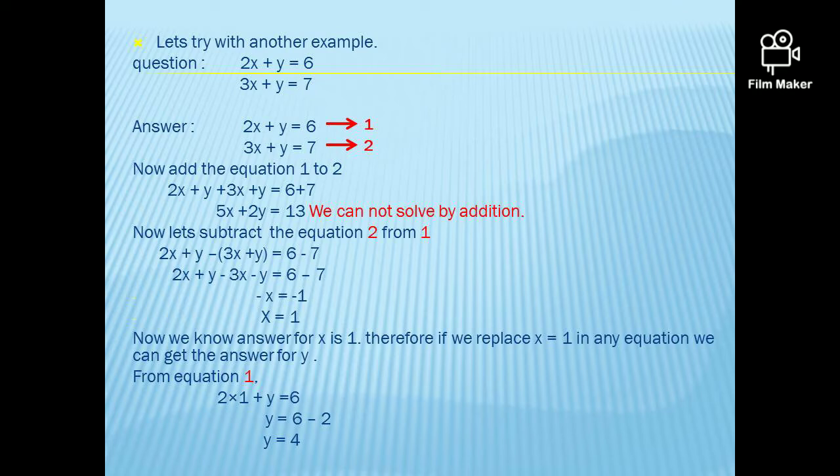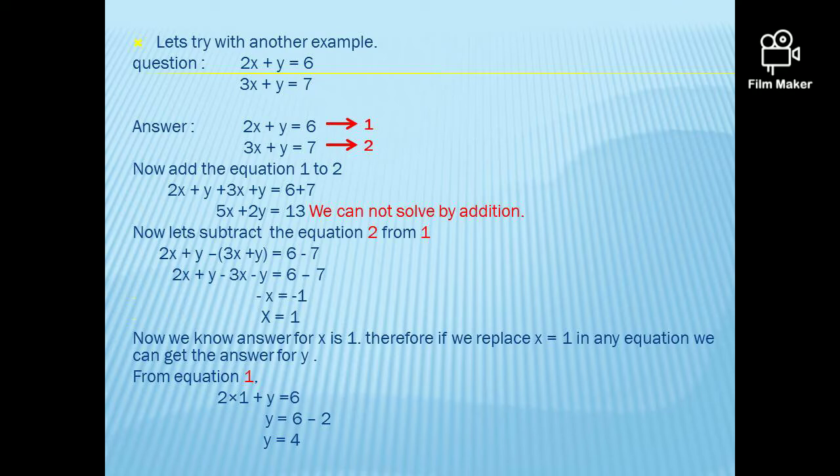If you add these two, the left hand side of the equal mark turns into 2x + y + 3x + y. That turns into 5x + 2y. The right hand side turns into 6 + 7. It's 13. But you can understand that by adding these two equations, it does not turn into a one variable equation. Still both x and y remain. Therefore, you cannot solve this simultaneous equation by adding here.